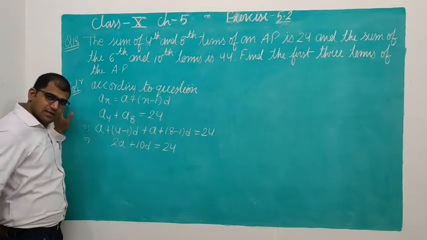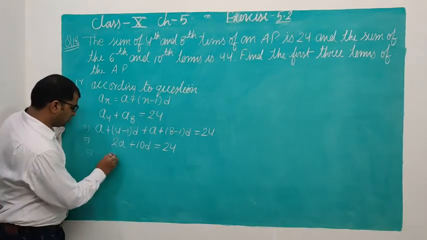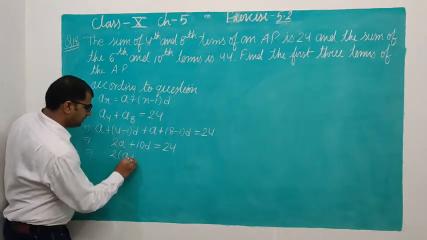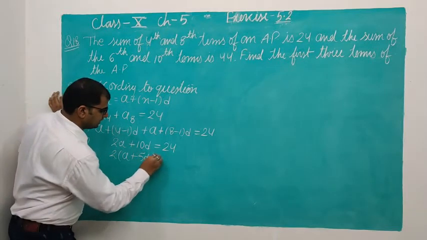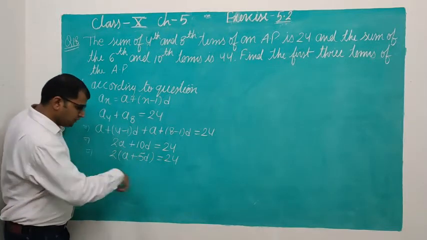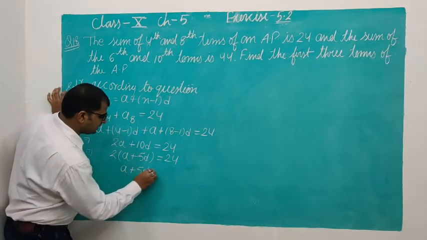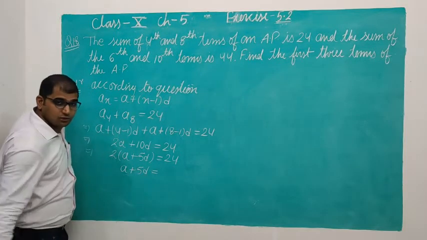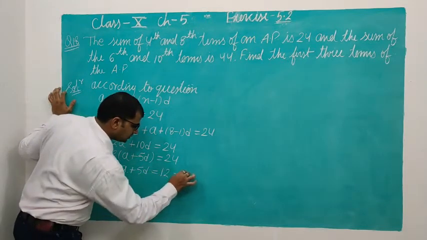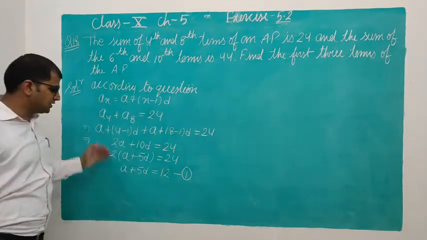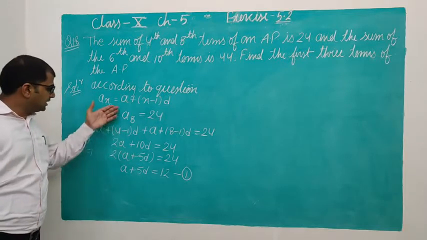देखिए इन दोनों में से 2 कॉमन आ जाएगा, that is 2 is common, then the remaining is A plus 5D is equal to 24 divided by 2, that is 12. Equation number 1. आपके पास first equation आ गई from this condition.